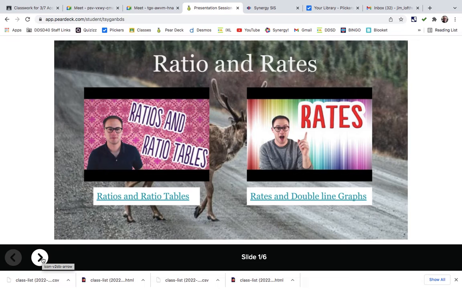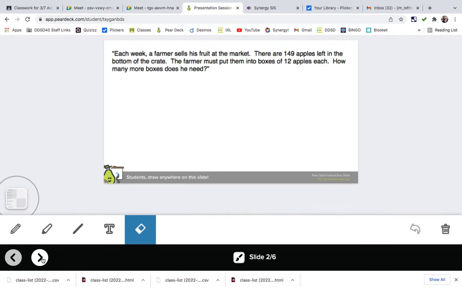Okay, so I'm assuming that you've taken your notes, and let's look at some of the problems we did in class. This first one said, each week a farmer sells his fruit at the market. There are 149 apples left in the bottom of the crate. The farmer must put them in boxes of 12 apples each. How many more boxes does he need?